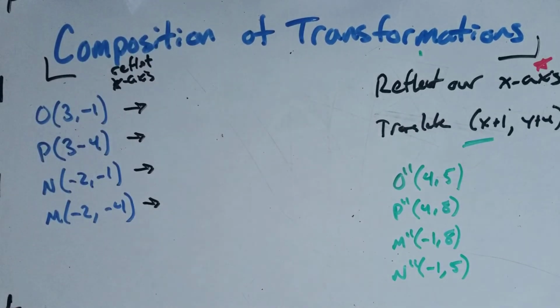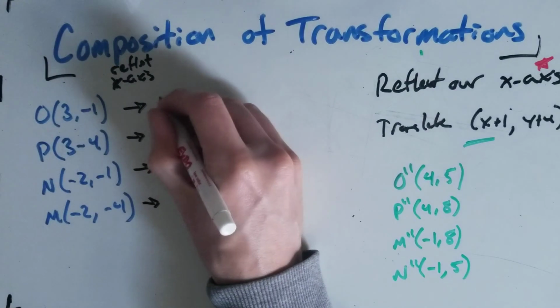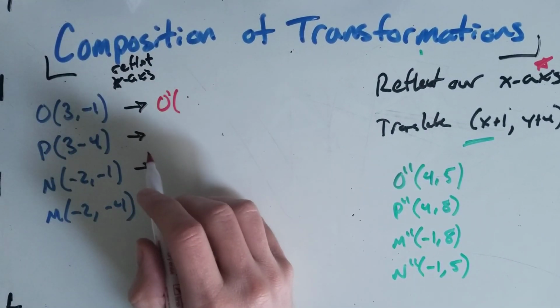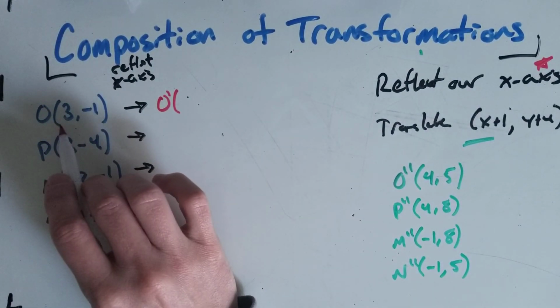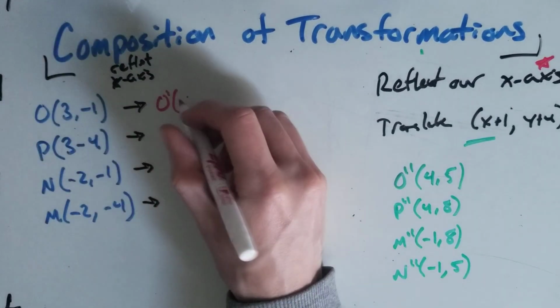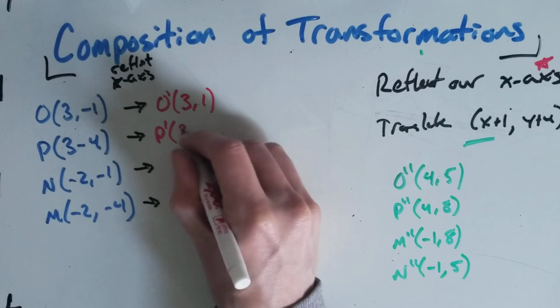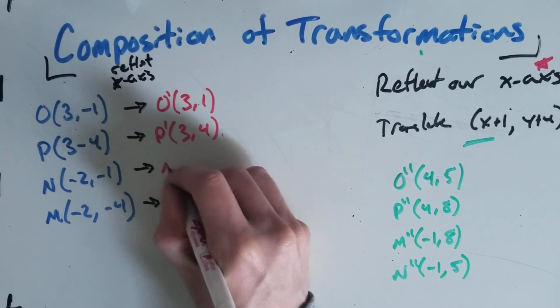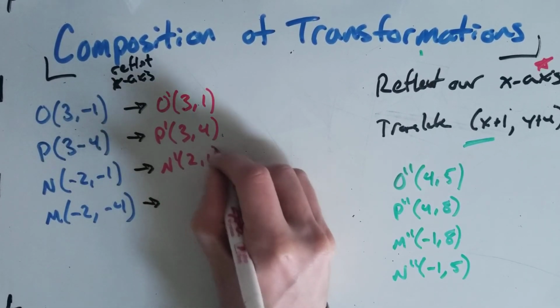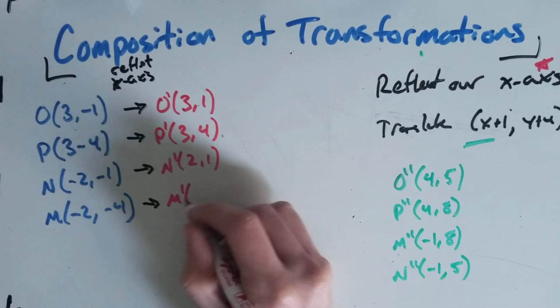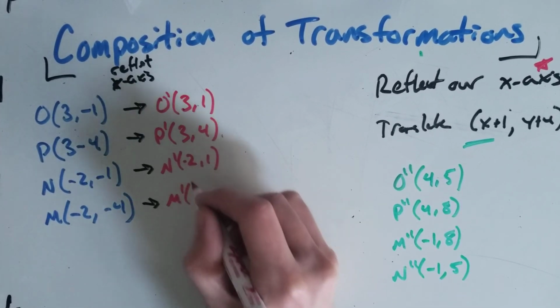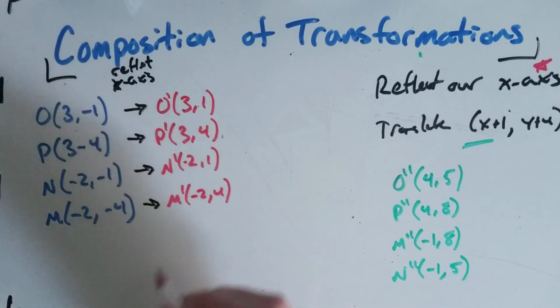So when you reflect, we did this in red, so I'll do it in red again. You're going to end up with O prime. Remember, with the x-axis, x stays the same, and y is going to become the opposite. So O prime would be 3, 1, P prime would be 3, 4, N prime would be 2, 1, and M prime would be negative 2, 1, negative 2, 4.